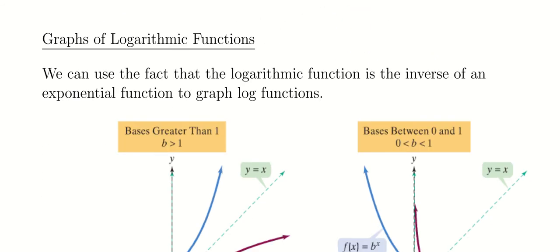Much like in the way we saw that there were two classes of exponential functions based upon whether the base was bigger than 1 or if the base was between 0 and 1, we also get two classes of logarithmic graphs. Once again, those whose bases are bigger than 1 and those whose bases are between 0 and 1.